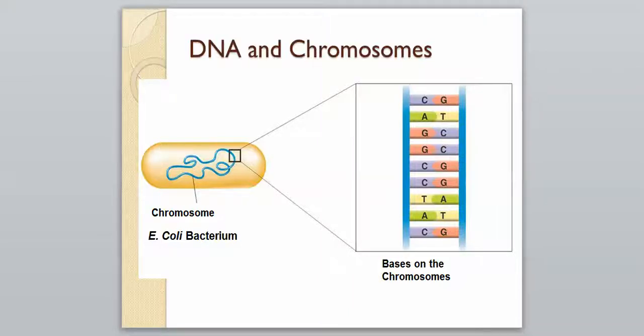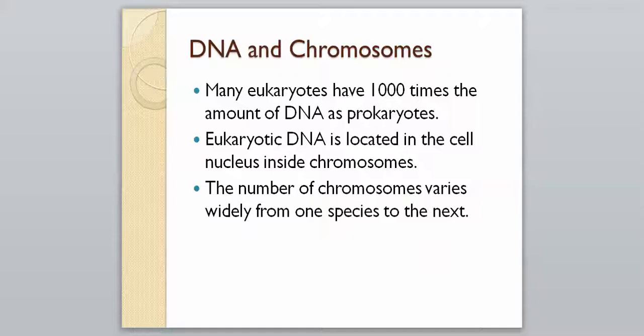Now we're going to look at the chromosomes of eukaryotes. Many eukaryotes have 1,000 times the amount of DNA as prokaryotes. We've said we're more complex than prokaryotes, and that's what it shows there. Remember, eukaryotes are us, plants, fungi, and things called protists. We've talked about all those before.